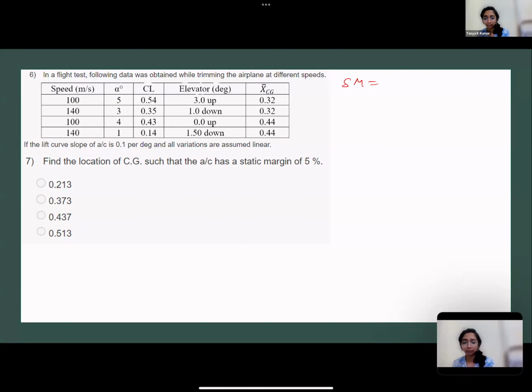Is the previous question clear? By the way, is the process clear? Just stop me anytime you have any question or anytime I'm making a mistake. Stop me and then we can discuss it again. But this static margin, how will you do this? Just try doing this.